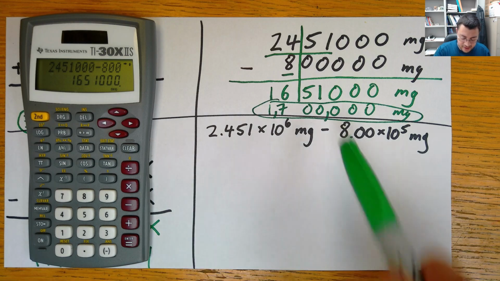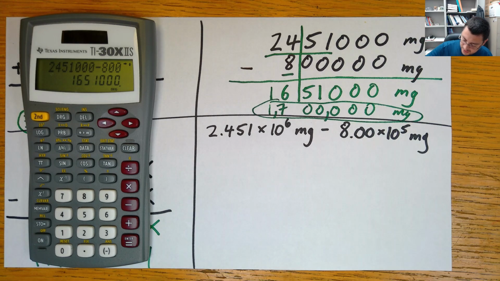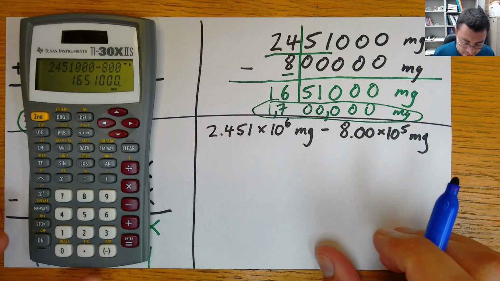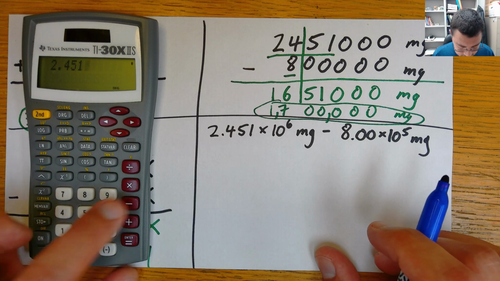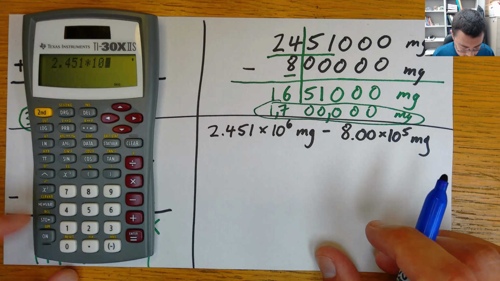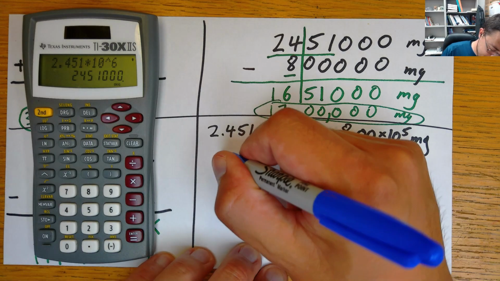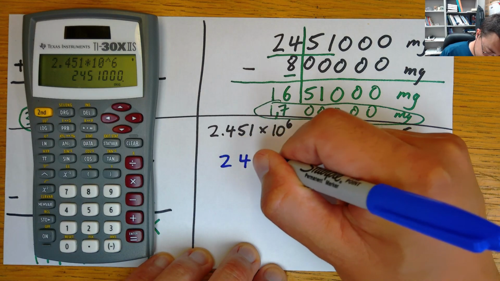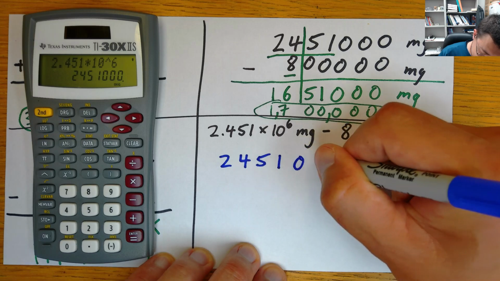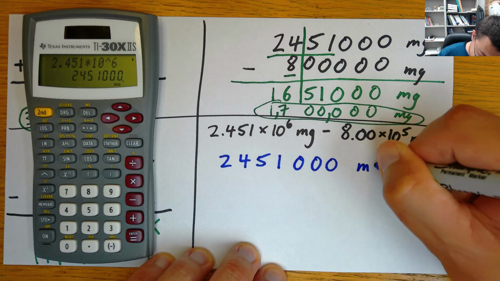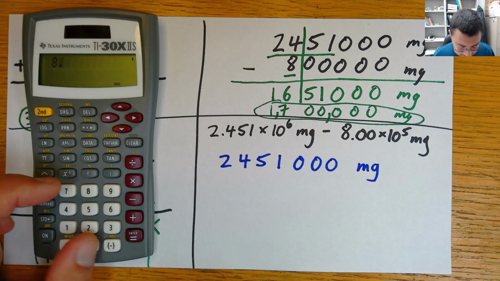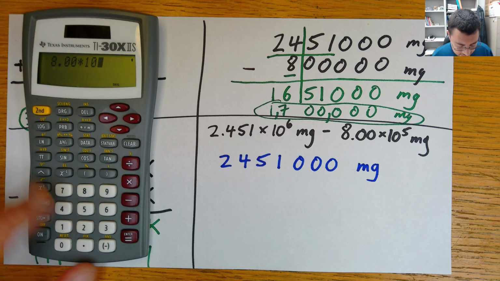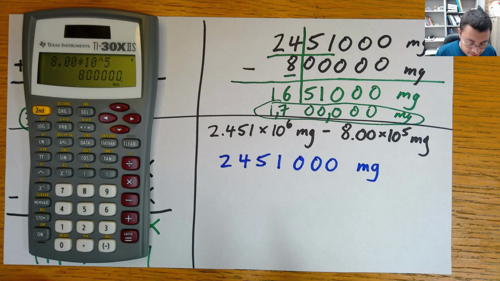Last problem. Again, I said it'd be similar to this one. Let me go ahead and write it out. So 2451 times 10 to the 6th power and then we have this one. Now I could type 8.00 times 10 to the 5th into my calculator, but then I'll get that.